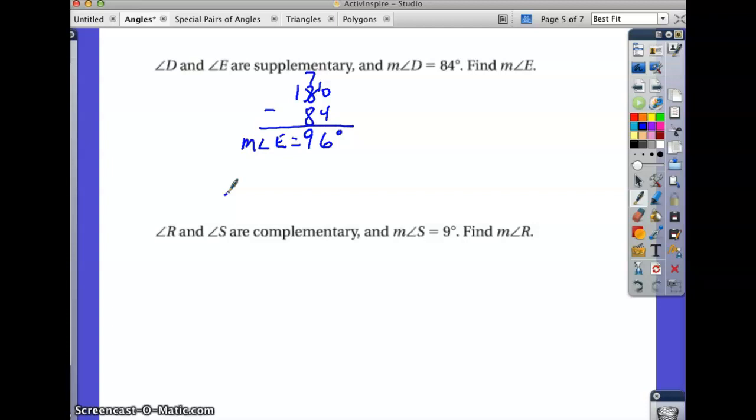Angle R and angle S are complementary, and the measure of angle S is 9 degrees. Find the measure of angle R. Complementary again means the two angles add up to 90. So if we subtract the 9 from the 90, we get 81 degrees. So the measure of angle R is 81 degrees, because again, they have to add up to 90 degrees.